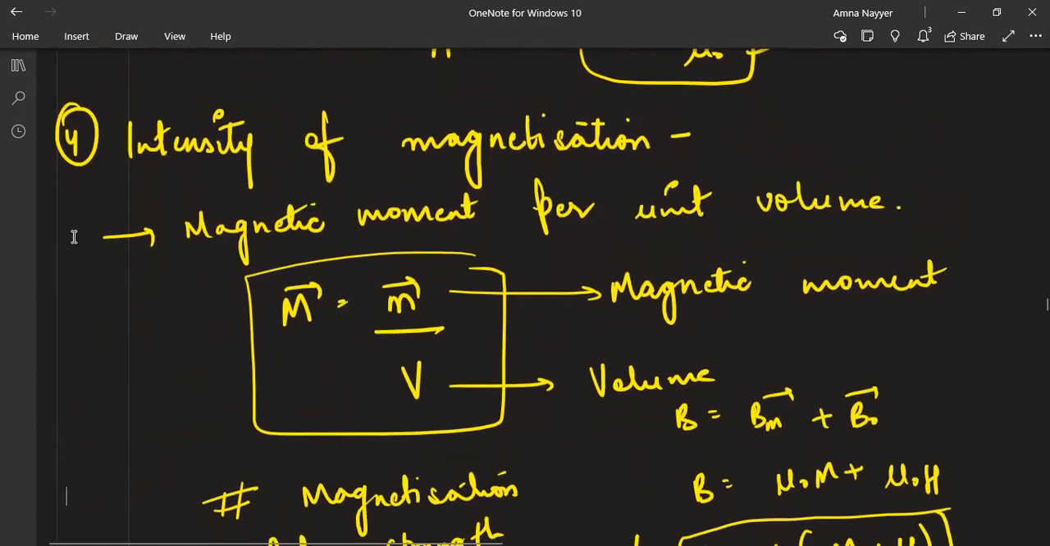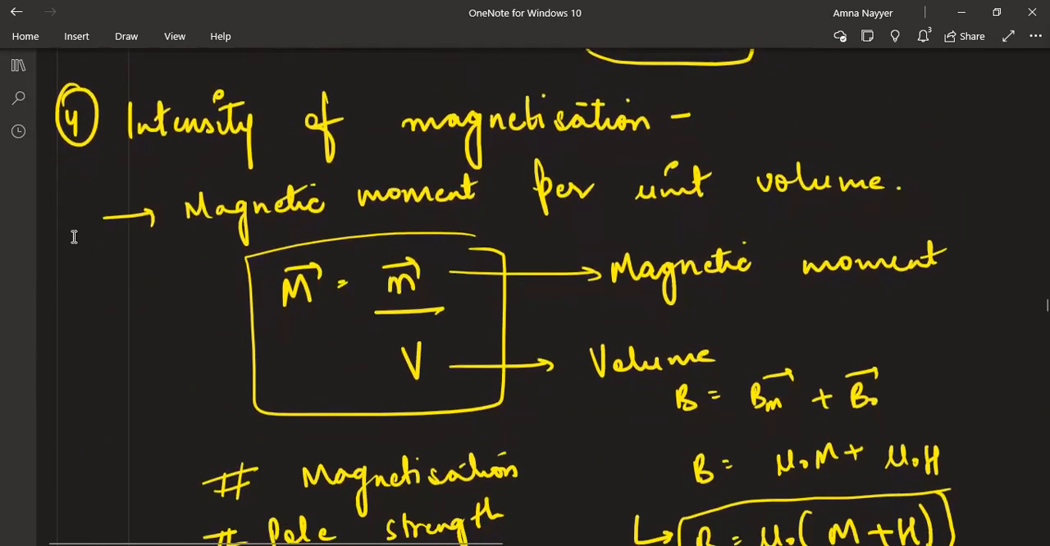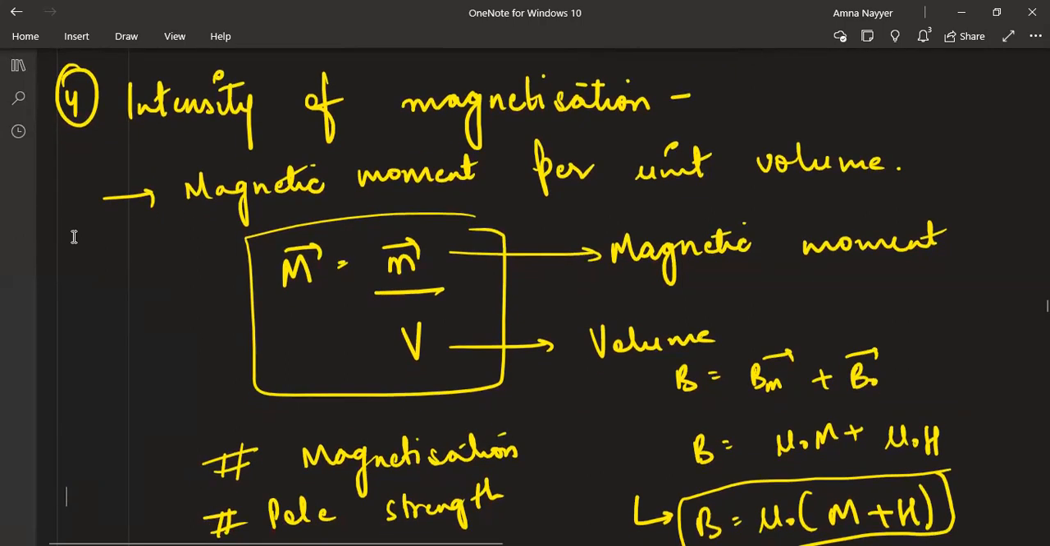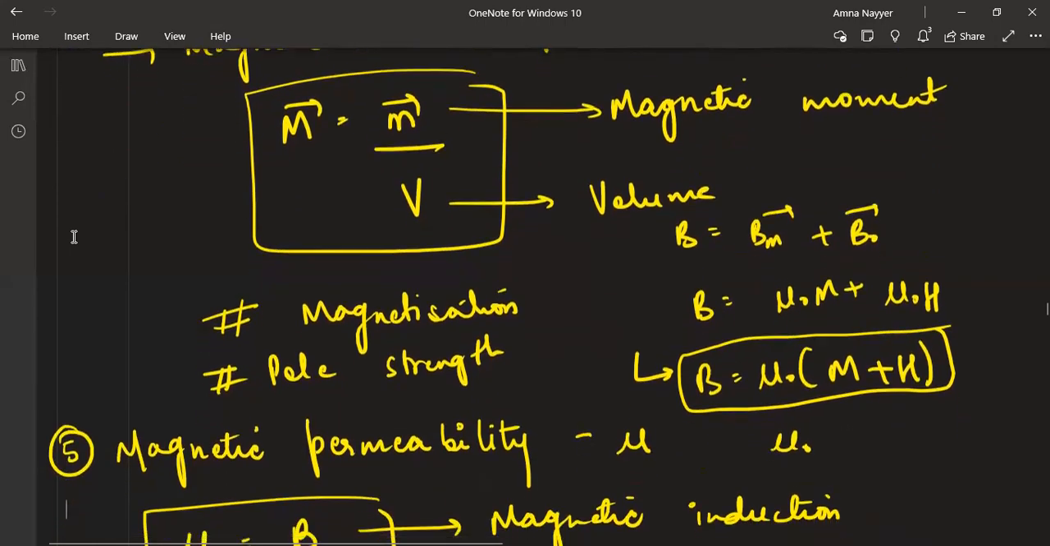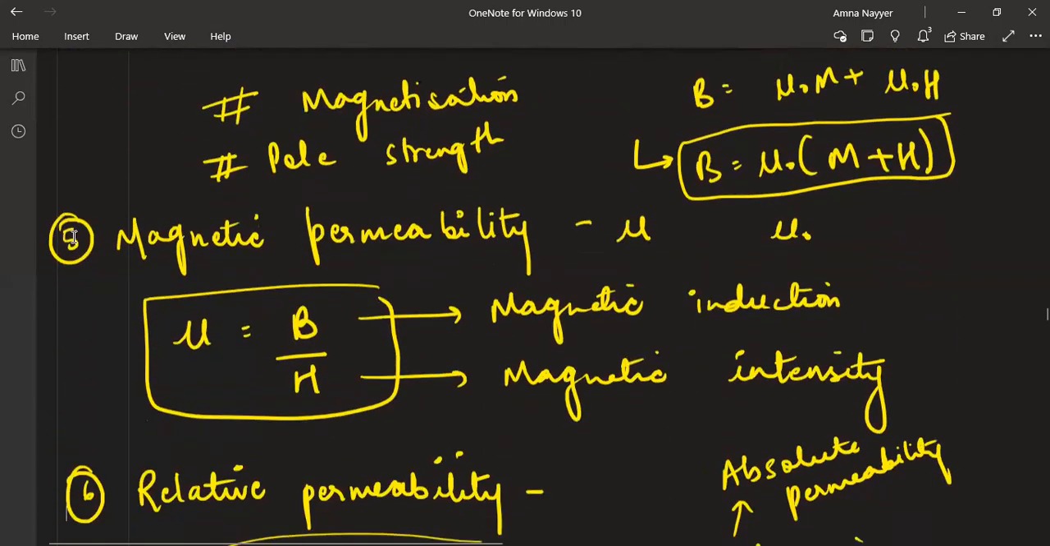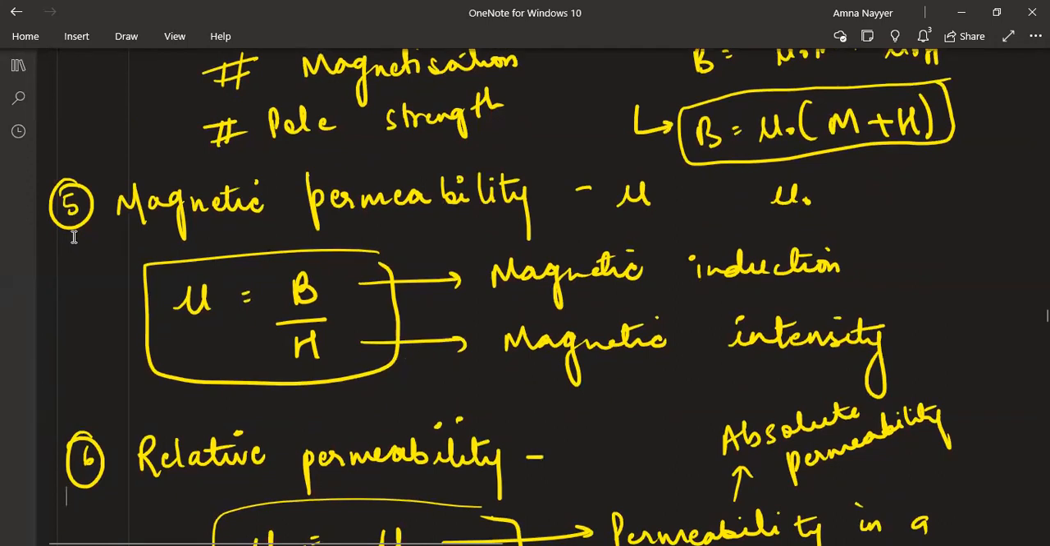Then here you have intensity of magnetization. It means whatever magnetic moment you are getting, divided by the volume, per unit volume. So magnetization pole strength is given by this. Then magnetic permeability was mu, which is magnetic induction divided by magnetic intensity. So please class, have a look when you are revising because many things get missed in the revision.